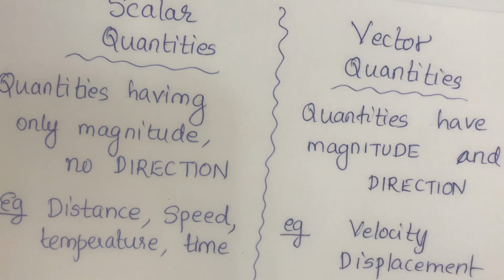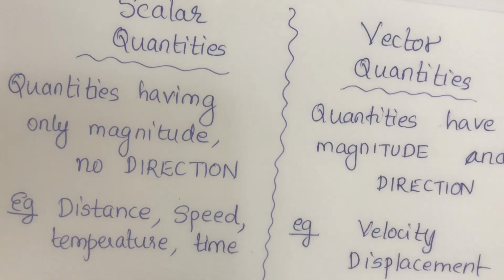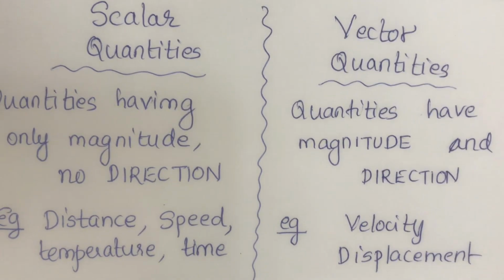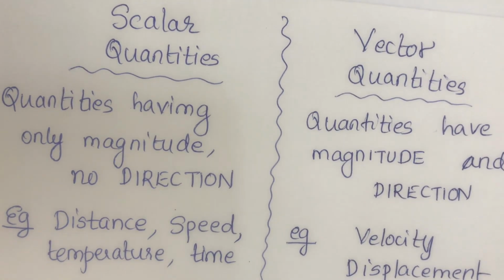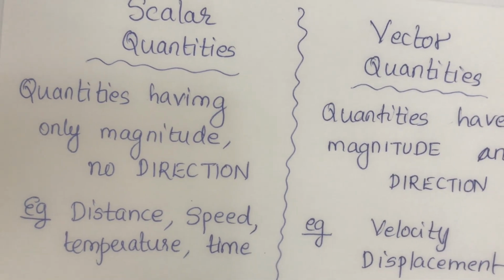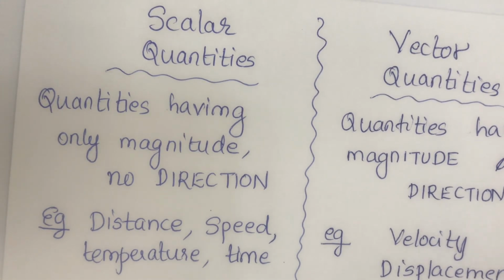Our chapter name is motion, and in this chapter we will come across certain physical quantities. Those physical quantities are categorized into two, that is scalar quantities and vector quantities. First we will study what is a scalar quantity. Scalar quantities are very simple: the quantities having only magnitude and no direction.